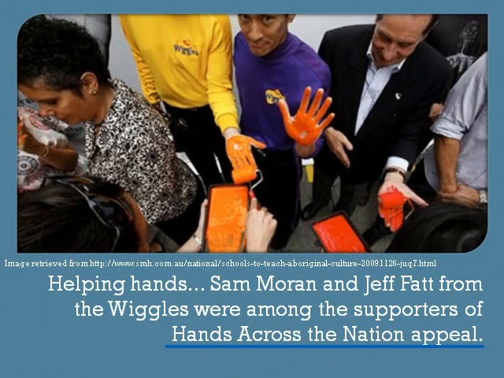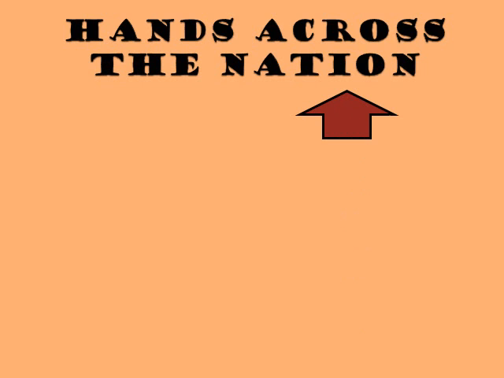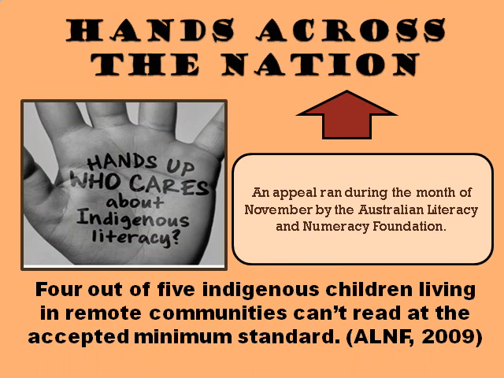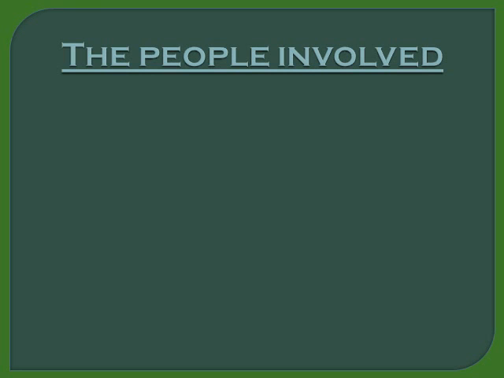This is the image included with the article, and it shows members from the Wiggles supporting an appeal called Hands Across the Nation. This appeal was set up by the Australian Literacy and Numeracy Foundation to promote awareness about the poor standard of Indigenous literacy skills. On the Foundation's website they show a statistic stating that 4 out of 5 Indigenous children living in remote communities can't read at the accepted minimum standard, so you can see how an issue like this would support a move in better education for Aboriginal children.